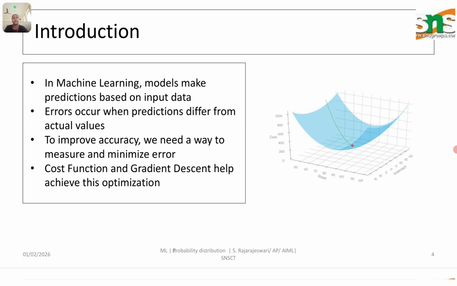Actual values from the desired outcome. So the main thing is that while training the model, it will make predictions based on input data. So this is the introduction of cost functions and gradient descent.